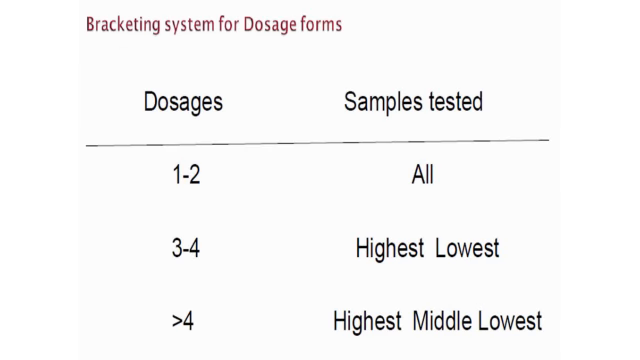So now the bracketing system for dosage forms. What is that? Simply bracketing system. Suppose the dosage form has 1 to 2 doses, then both the tablets will be tested. For 3 to 4, highest and lowest. The highest means the first one and lowest means the last one. For greater than 4, highest, middle and the lowest dosage forms will be checked for accelerated stability studies. Right? So I hope it is clear for you now.